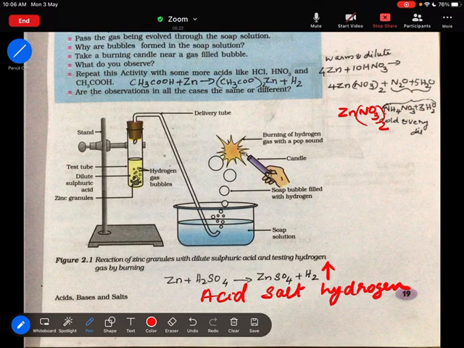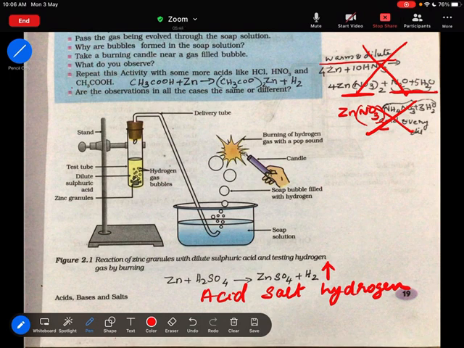So such big equations are not there for you. Or if it is warm and dilute HNO3, again you will be getting salt and N2O and H2O. So this also you don't learn. So with HNO3, you will not get hydrogen gas.